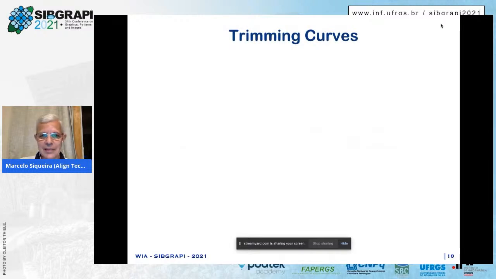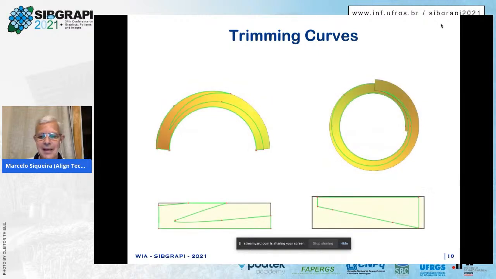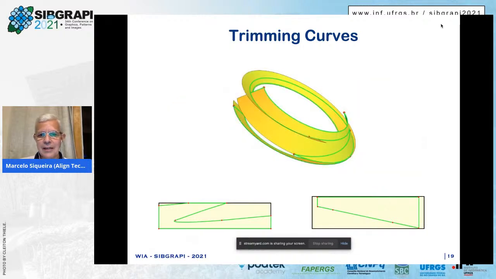So to understand that, let's look at how trimming curves are defined. So let's pick up two patches that share an edge in common. Let's say two pieces that you see in the rectangular domains, right? When they go to space, it means that those two little curves should become the same in space. But what happens is that those curves are defined in the reverse order.